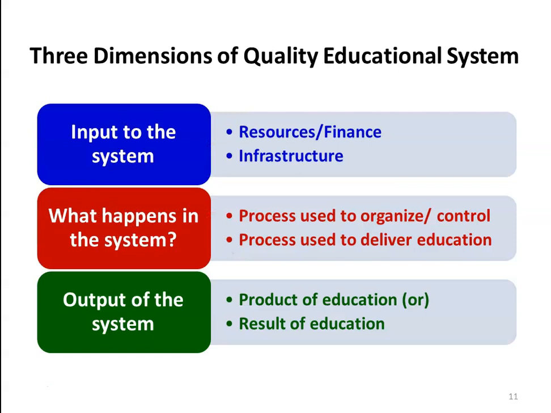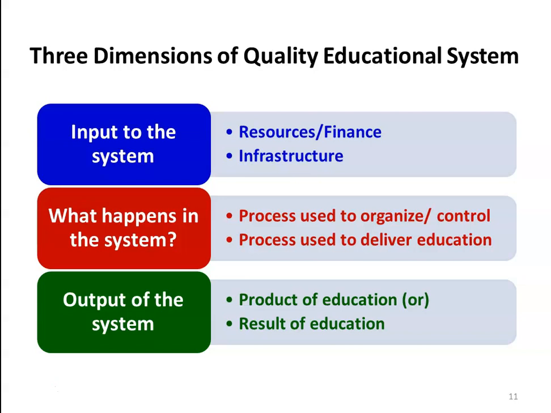So three dimensions of the quality educational system. We require the input of the system, what happens in the system, and output of the system. The input of the system is the resources: what is available in the campus in terms of faculty, building, lab facility, the financial status of the institution, and what kind of infrastructure is available in the institution. These are all the input to the educational system.